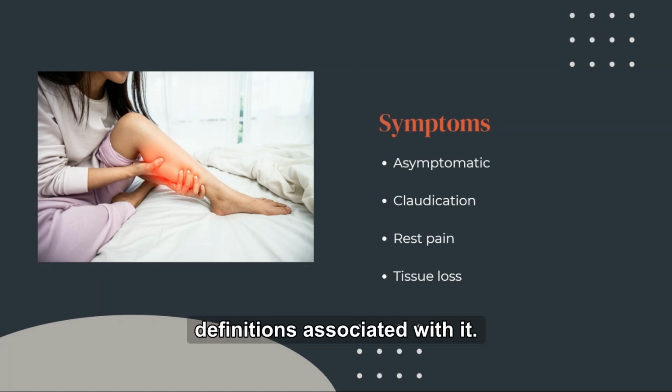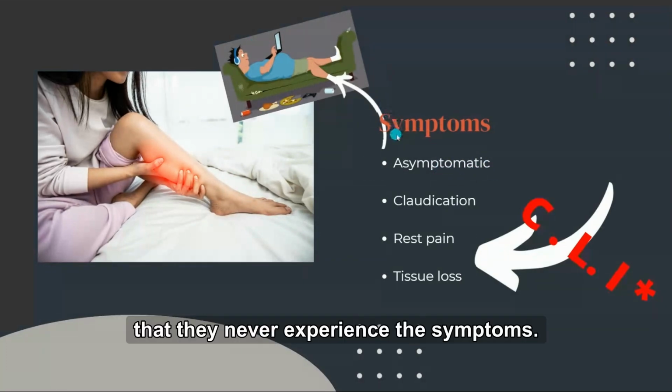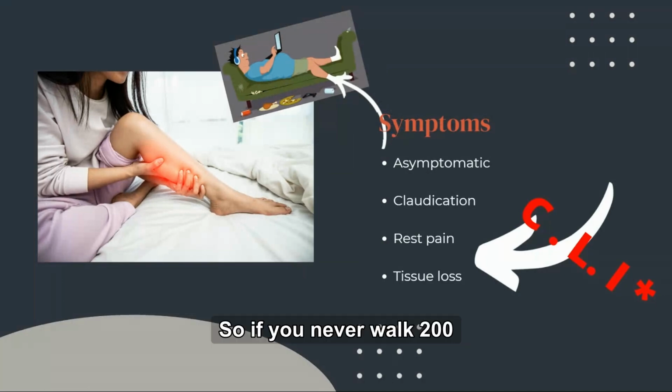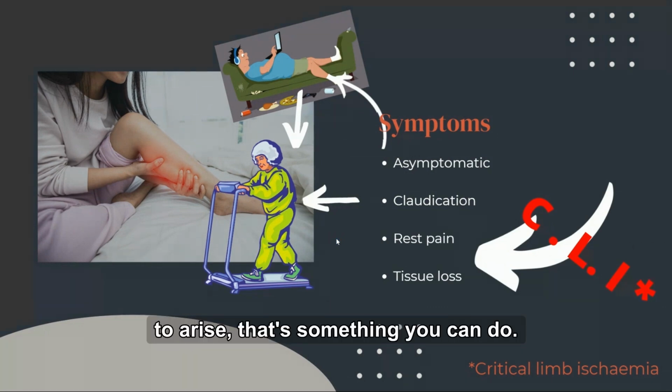So there are some definitions associated with it. I'll just explain that asymptomatic thing again. Asymptomatic people can still have peripheral arterial disease, but they can live such a sedentary lifestyle that they never experience the symptoms. So if you never walk 200 yards, you don't get claudication. For those people, you can do exercise tests. You can make them walk and see how long it takes for those symptoms to arise. That's something you can do.